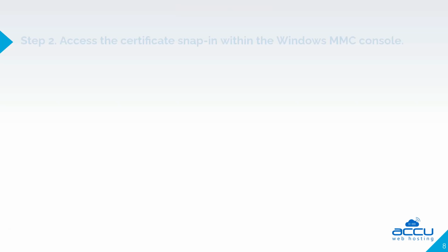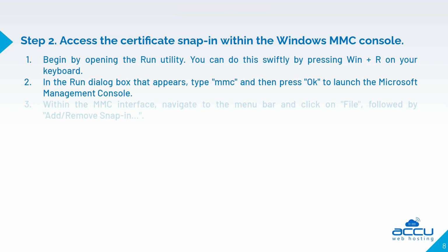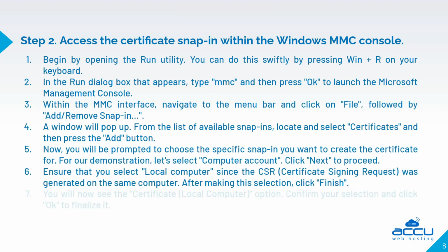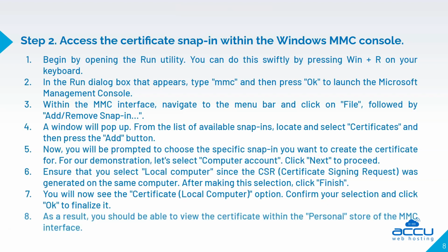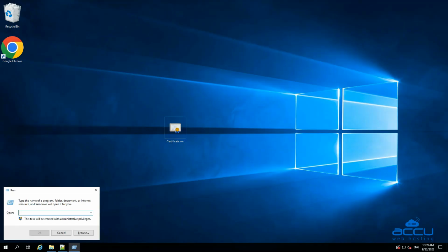Now, let's perform step 2, access the certificate snap-in within the Windows MMC console. Here are the steps that we will perform in step 2. Begin by opening the Run utility. You can do this swiftly by pressing Win plus R on your keyboard. In the Run dialog box that appears, type MMC and then press OK to launch the Microsoft Management Console.